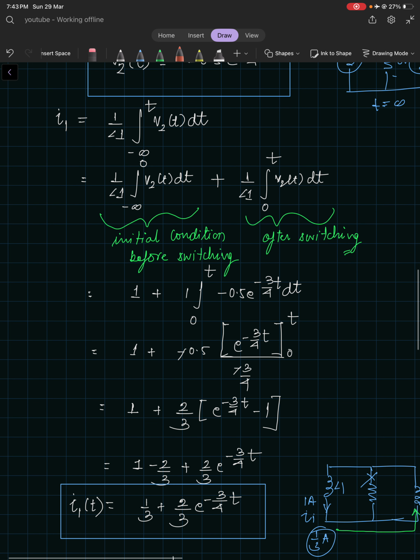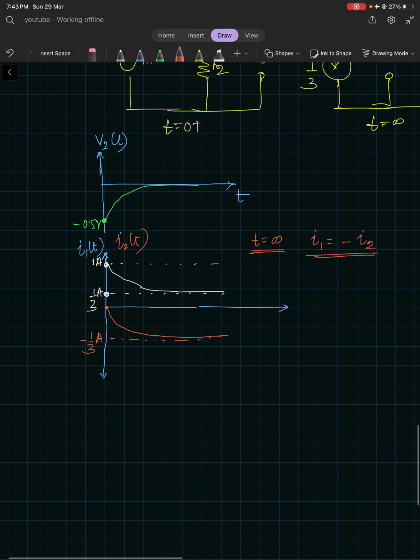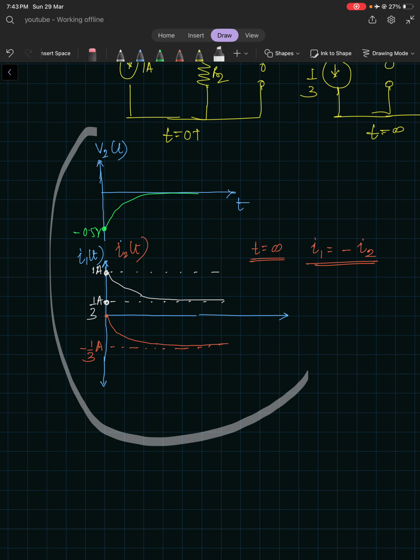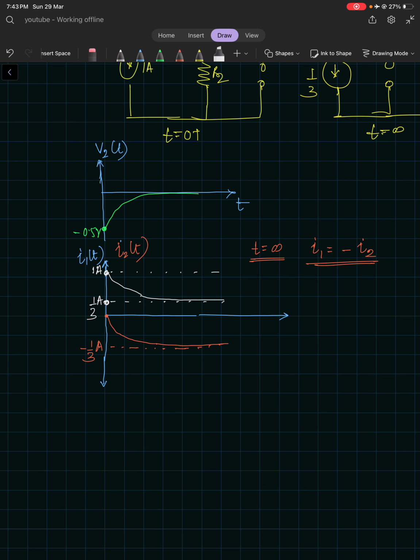So you can draw this kind of graph just by knowing the initial condition, the final condition, which is the steady state, and the time constant, right?